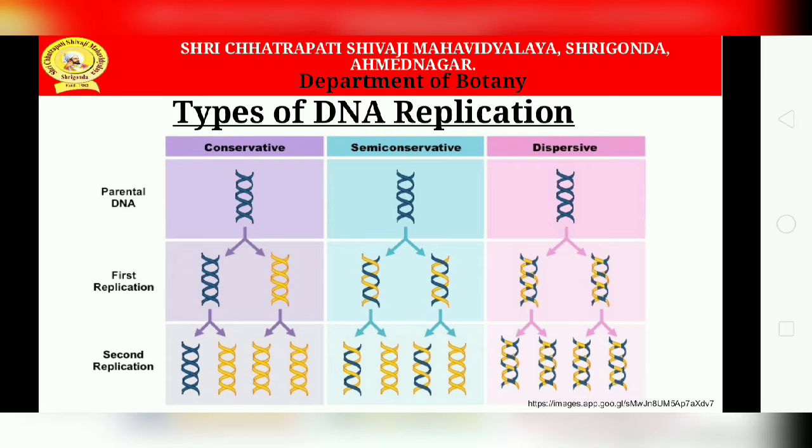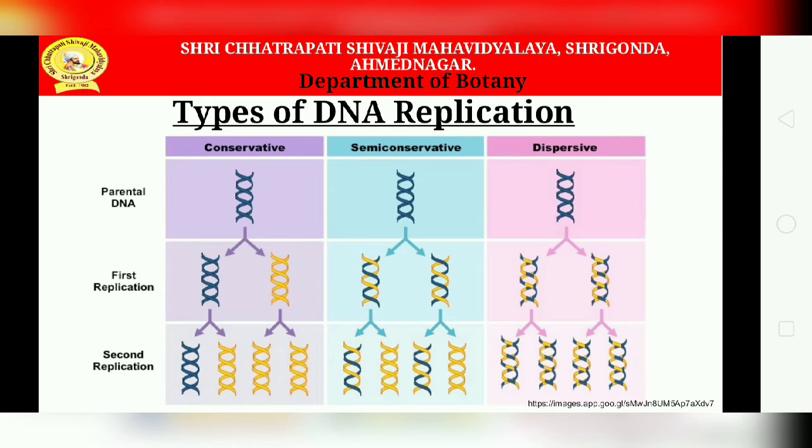Next, what are the types of replication? Basically there are three types: the semi-conservative model, then the conservative, and the last is the dispersive model. In the semi-conservative model, all the atoms of one strand of the parent molecule are transferred intact and without rearrangement to one strand of the progeny DNA molecule. The other strand is formed entirely of new atoms.